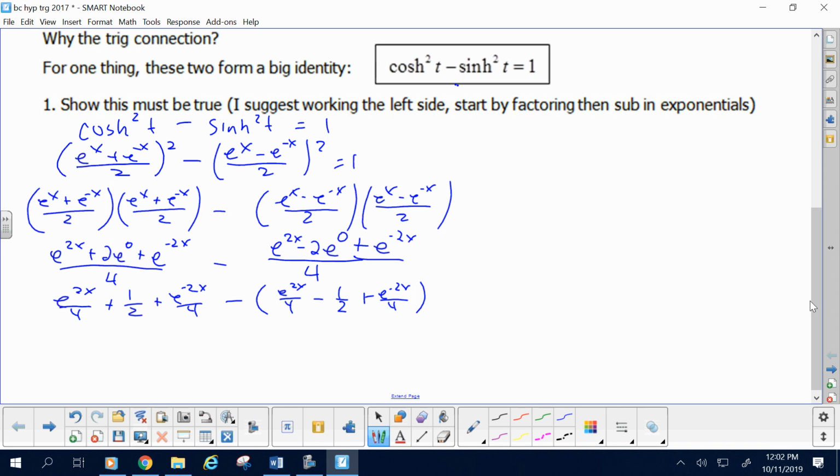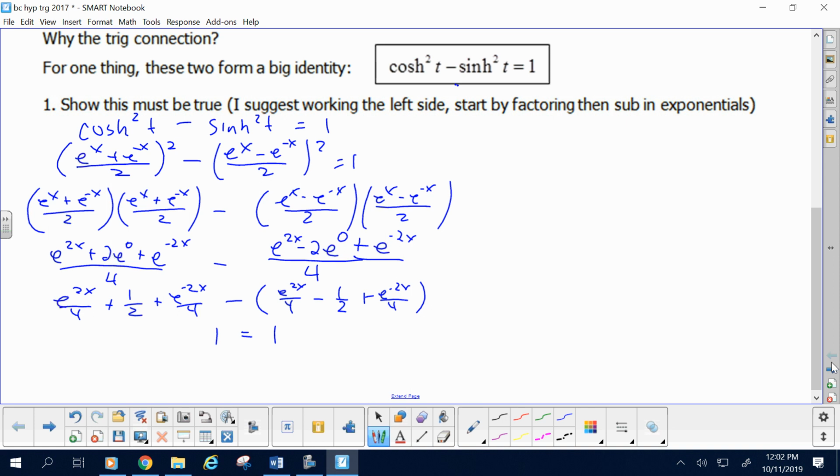Thank you very much. E to the 2x over 4 subtracts away, yes? All right. 1/2 minus negative 1/2 is 1. And e to the negative 2x over 4 minus e to the negative 2x over 4 is 0. So we get 1 equals 1. I think we'll agree that's all true, yes? Right. So, one reason to call it hyperbolic trigonometry instead of hyperbolic exponentials is because it has an identity. All right?